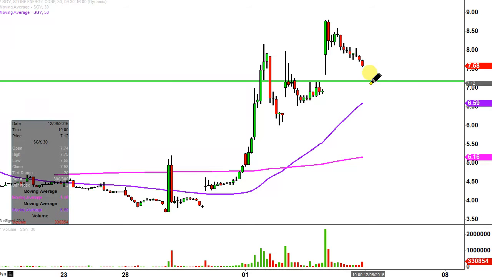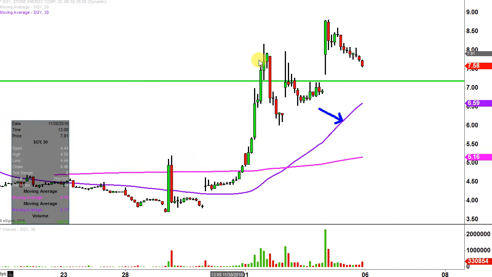In the event it cannot hold, you still have the purple line down below, which is the 50-period simple moving average, and some other areas of support to keep an eye on. But the two main ones at this point, at least in my mind, $7.15, and then that 50-period simple moving average.